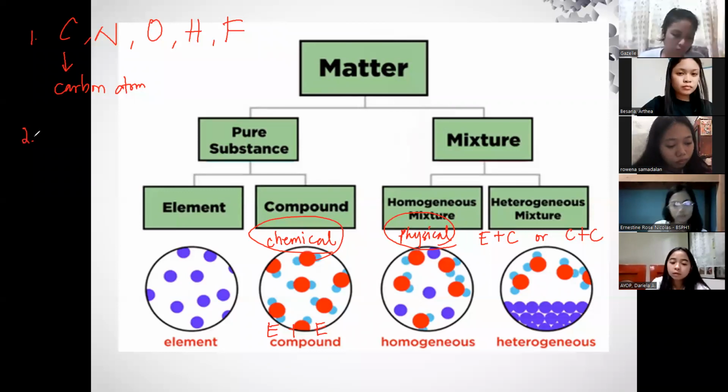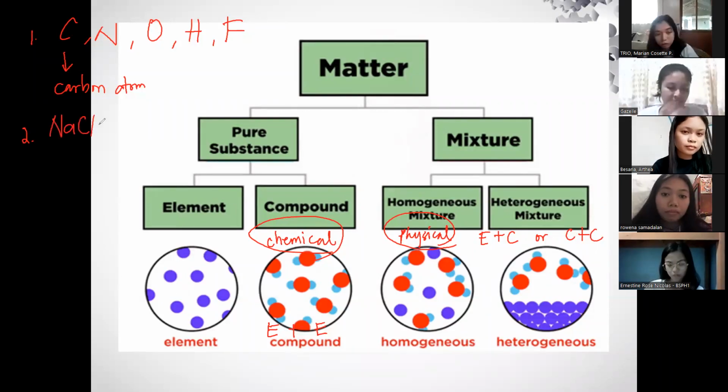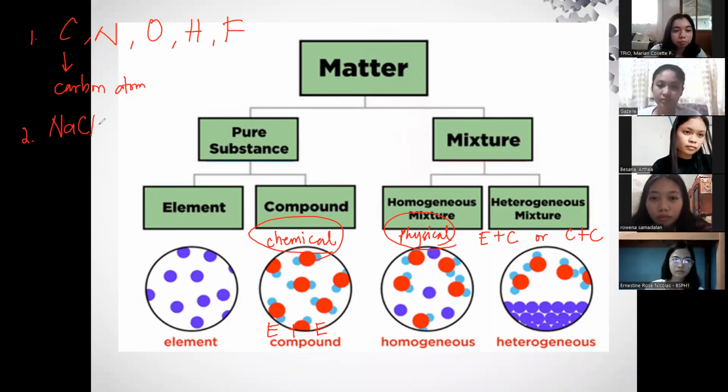Anong example ng compound natin? Table salt, ma'am. Sulfuric acid po. Very good. Table salt, vinegar. Ano sila? Table salt. Table salt class is sodium chloride. Okay? Sodium chloride. That's our table salt. Ginagamit natin as condiment. That's NaCl.